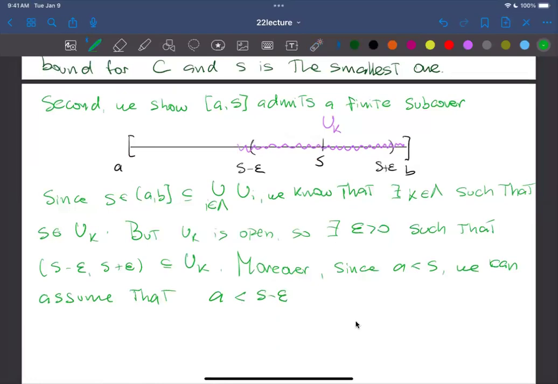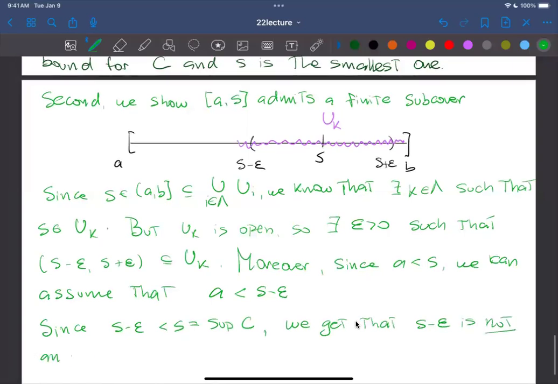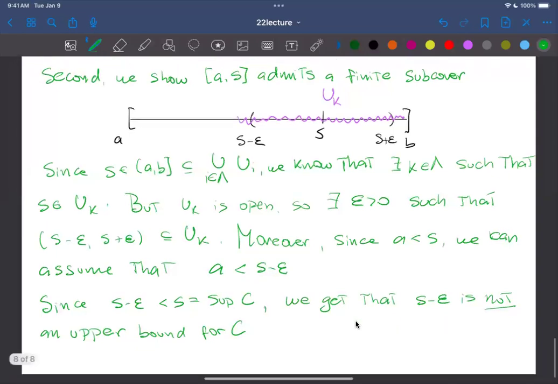We're very close, because this S minus epsilon is smaller than S, which is the supremum of C. So what we get is that S minus epsilon is not an upper bound. It's not an upper bound because it's smaller than the smallest upper bound. And if you are not an upper bound, that means there is something in the set that's bigger than you. So we can be sure that there exists some D in the set C that's bigger than S minus epsilon.